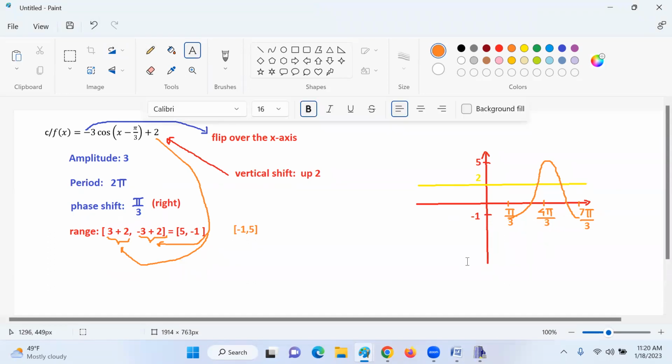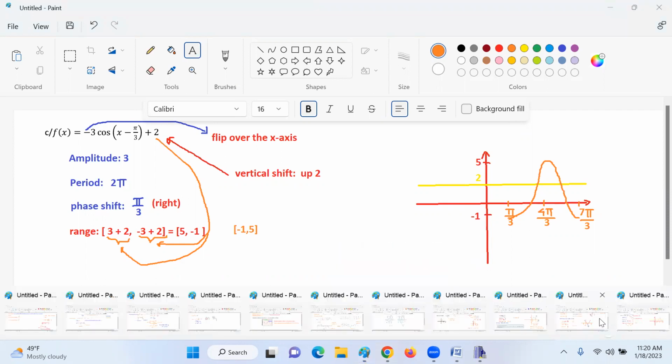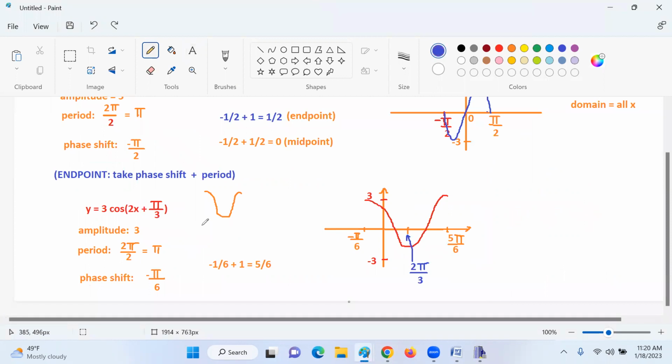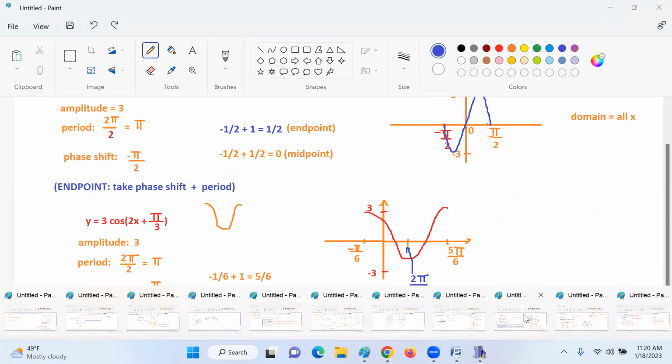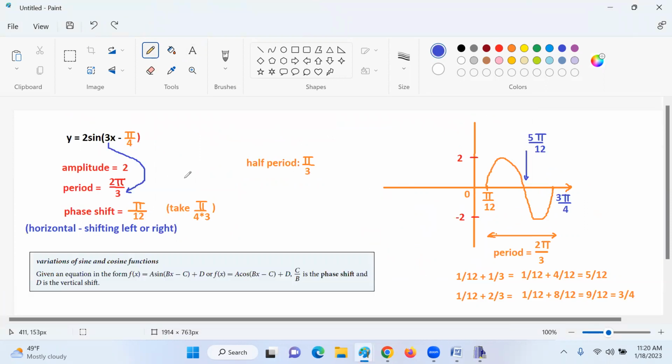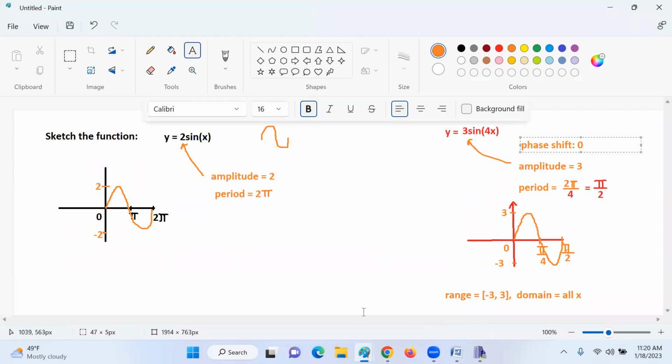Okay, so I believe that's pretty much it. You will never get questions crazier than this on the final exam. This is basically the hardest question. Are we good with this, people? Do you know the difference between sine and cosine? Do you know how the phase shift works? Do you know how we're going to get the midpoint? Something like this. Okay, are we good?